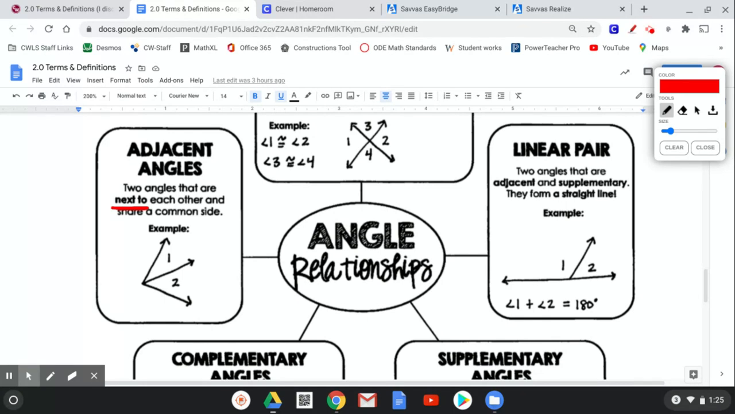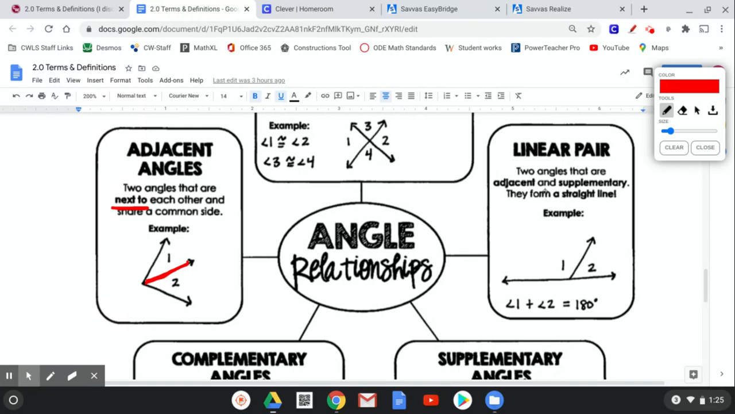All right, that's it. There's no properties. They're not congruent. Okay, we don't know that. They don't add up to a certain number. They're just next to each other. It's a way to describe where the angles are at. Okay, so they're going to share that common ray in between them. That's how you know they're adjacent. They share that common ray.